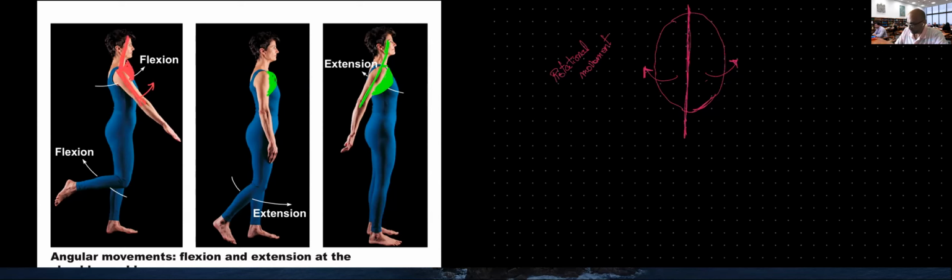Flexion. If I'm moving my arm forward, I have a reduction in the angle of the joint. So this is called flexion. When I'm moving my arm backwards, I'm increasing the angle of the joint. So this is going to be an extension.